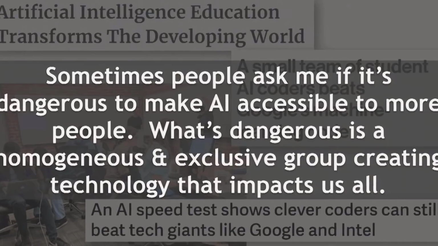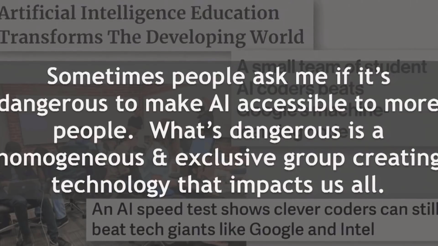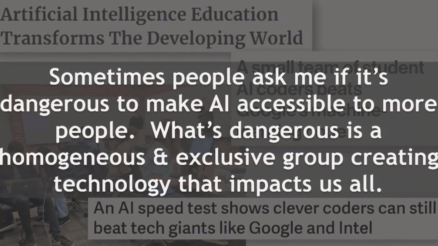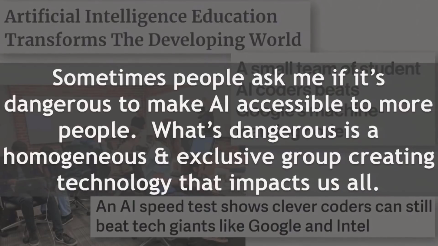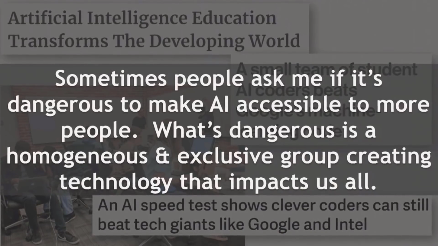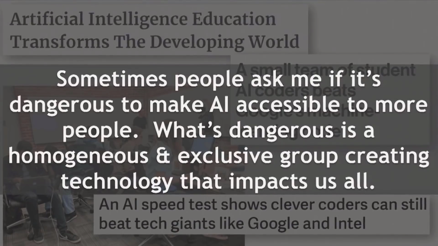People sometimes ask me if it's dangerous to make AI accessible to more people. What's dangerous is having an exclusive and homogeneous group creating technology that impacts us all. We've seen the harms being caused by companies like Facebook, Google, YouTube, Amazon, Palantir, and others. And we need people from more diverse backgrounds to try to address those harms. We need people from communities that have been disproportionately targeted with harassment to help create our technology, because they have a deeper understanding of how tech can be weaponized against the most vulnerable and of what safeguards we need to put in place. And we also need more people who are experts about people, about human behavior, human psychology, and human history.